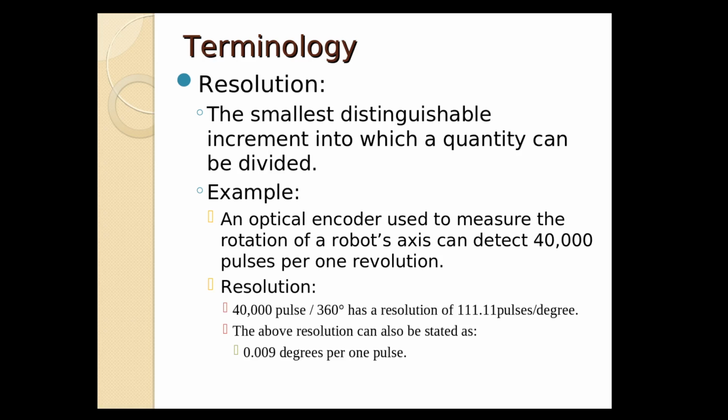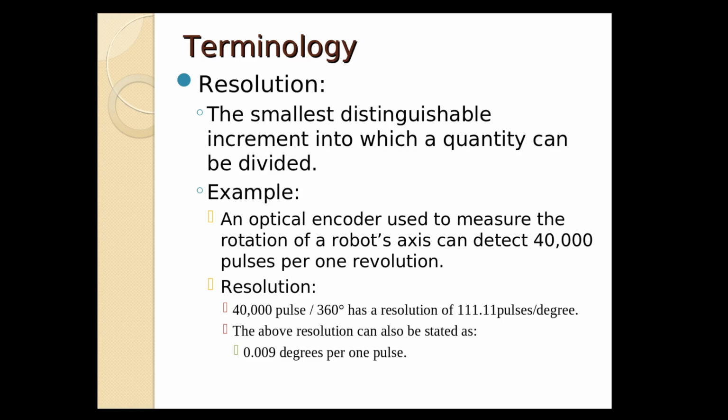Okay, another place we talk about the resolution is with the optical encoders on the servo motors. The servo motors are rotating around, and they have these encoders on them to detect how much they've rotated. And some of these encoders are just really amazing. They can detect up to something like 40,000 pulses for one complete revolution of 360 degrees. And so the resolution then is almost 111 pulses per degree. Or if we look at it in the reverse, we can say 0.009 degrees per pulse.